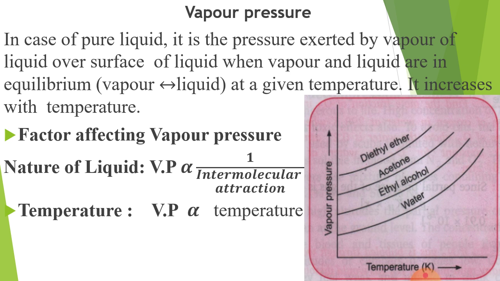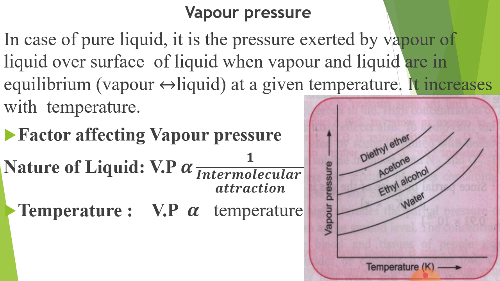Now we have to know which factors affect vapor pressure. The factors affecting vapor pressure: first, nature of liquid, that is nature of solute or nature of solvent. The vapor pressure is inversely proportional to intermolecular force of attraction. That is, the more the intermolecular force of attraction, the less will be the vapor pressure.